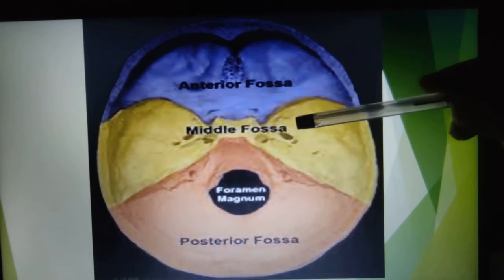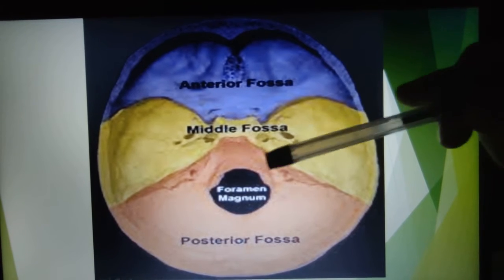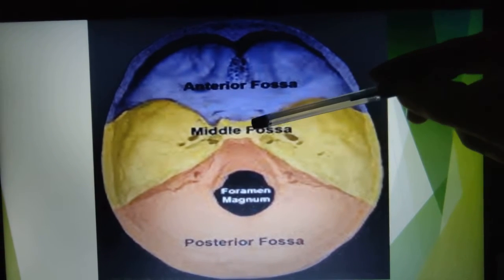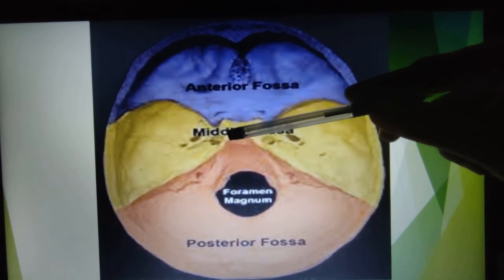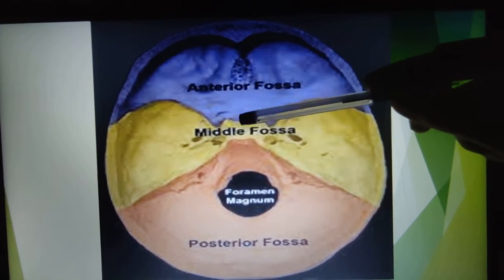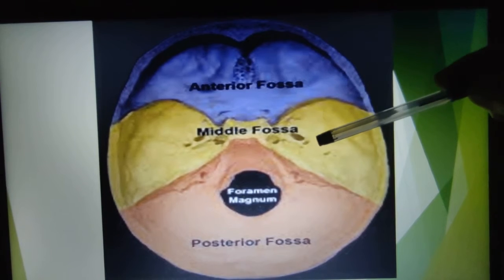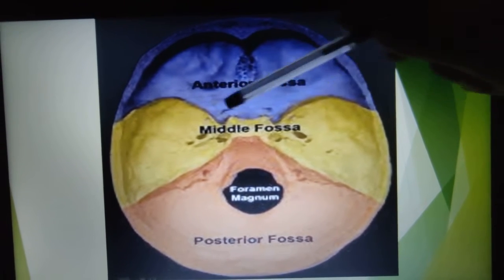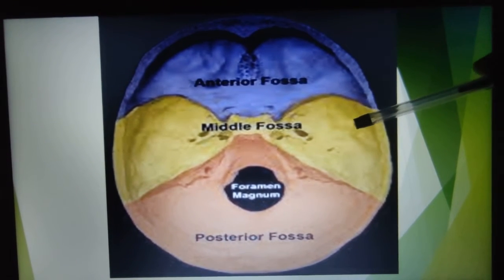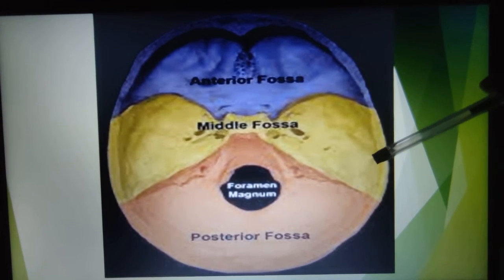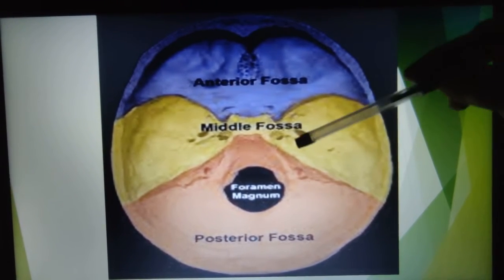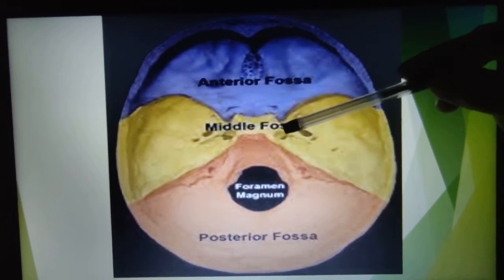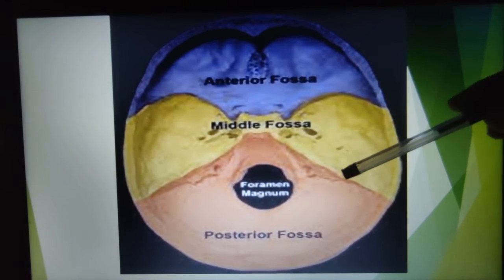So let us see the floor of the middle cranial fossa. Already we know that the central portion is formed by the body of the sphenoid. So the floor central portion is formed by the body of the sphenoid. While coming to the lateral portion, on each side we are having the greater wing of the sphenoid, squamous part of the temporal bone and anterior surface of the petrous part of the temporal bone. I hope that the boundaries are clear for you.